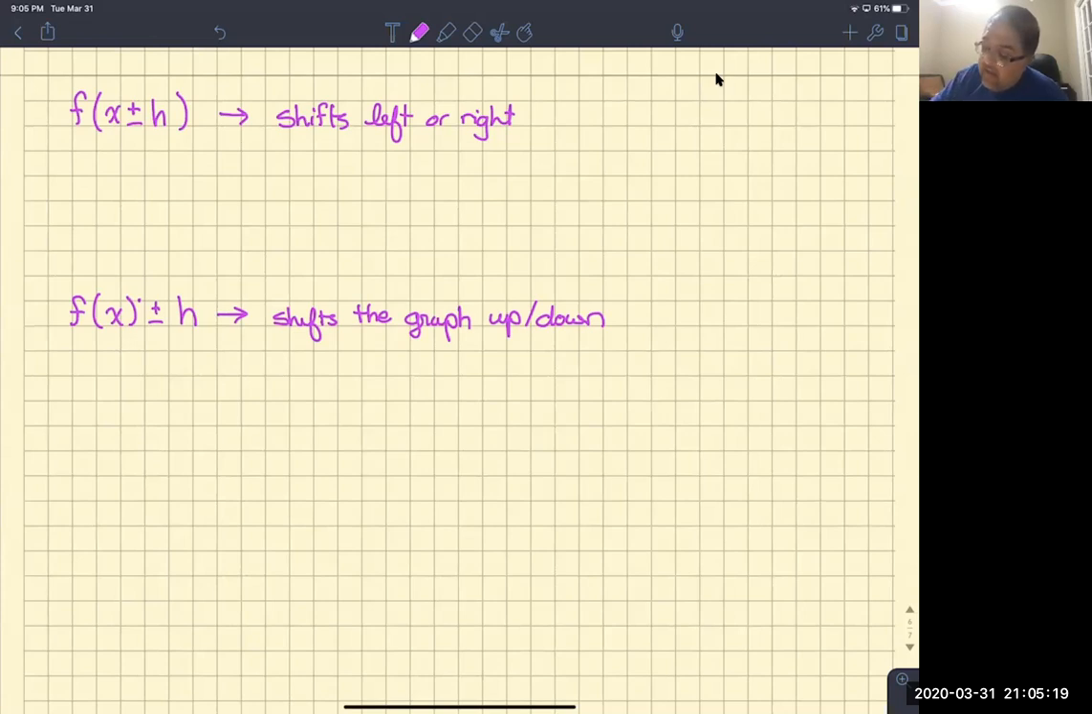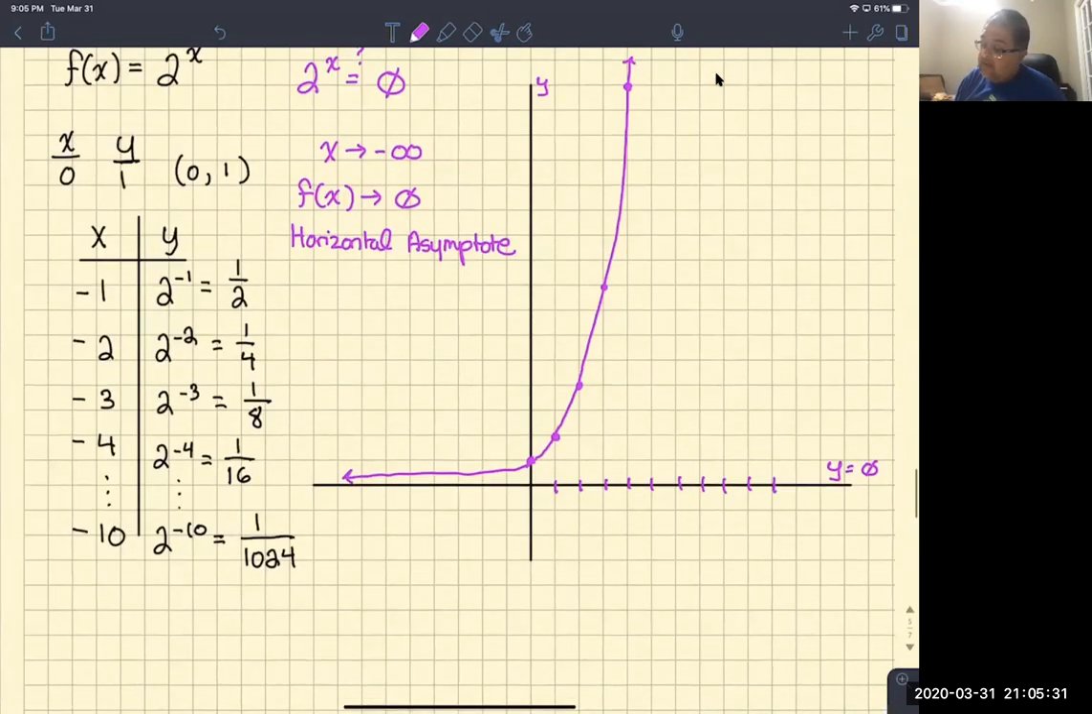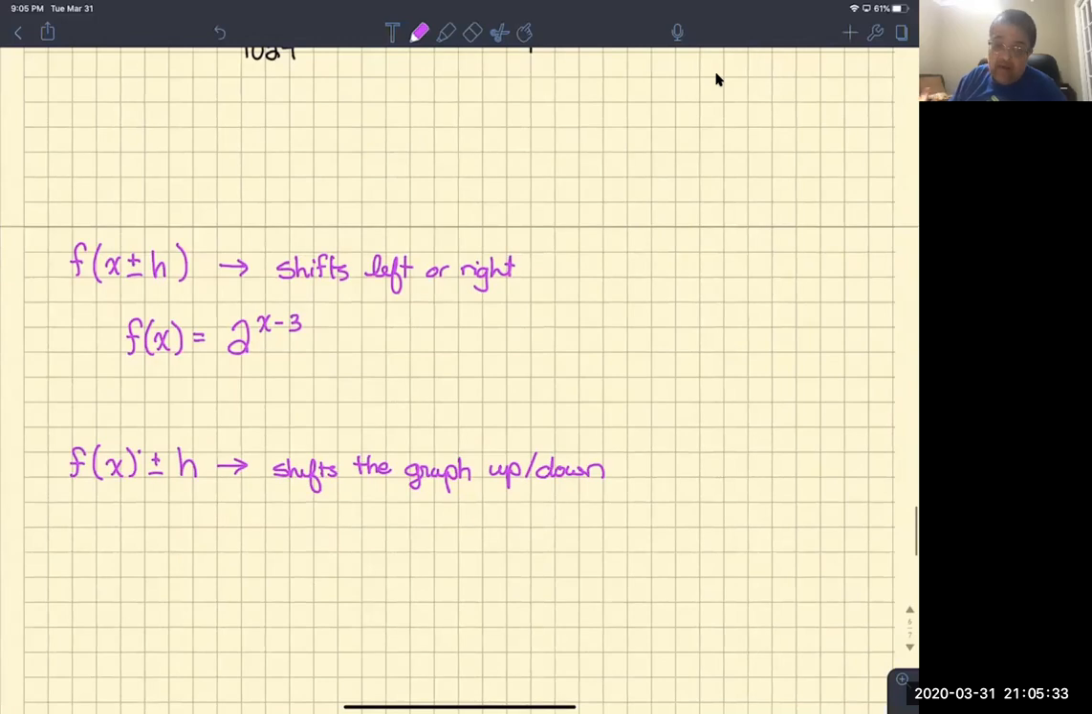So if I have an equation, f of x equals 2 to the x minus 3, it's going to be the same graph as this, but it's going to shift to the right. Remember, when I subtract, I'm making it more positive, so I shift the graph 3 units to the right. Likewise, if I have the equation 2 to the x plus 3, this is going to shift it 3 units to the left.